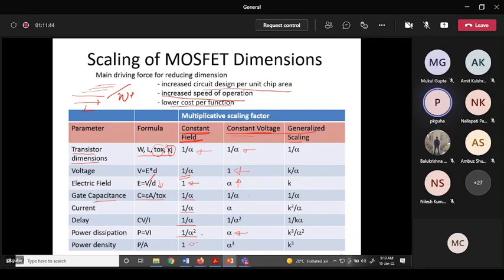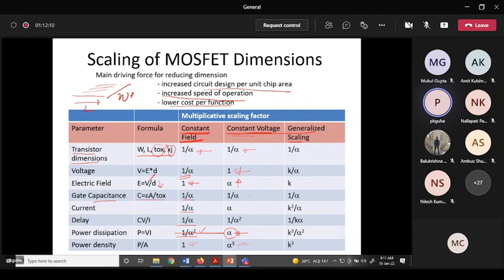Okay, whereas here power dissipation is going to decrease, but here you see power dissipation is going to increase and power density increases enormously if you follow the constant voltage approach. Now constant field and constant voltage approaches have their own merits and demerits. Some of them probably you can already guess.